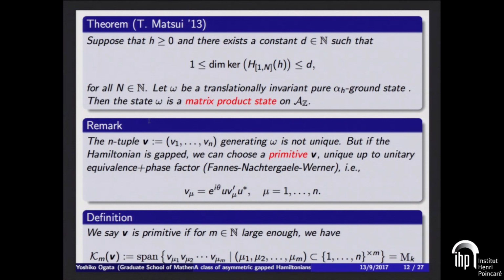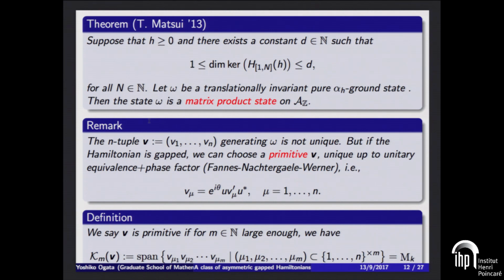And this I denote by K_m(V). This is clearly a subspace of K-by-K matrices. And primitivity requires that K_m(V), as m gets bigger, gets saturated to the full matrix algebra. That is an equivalent condition of primitivity. I would like to use this condition because it will come back again in this talk. Anyway, so this is primitivity.